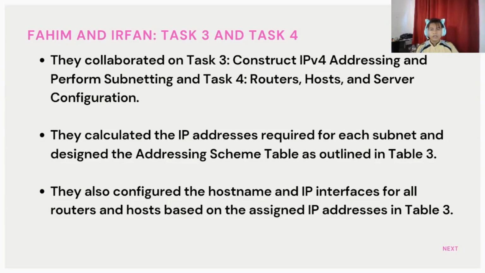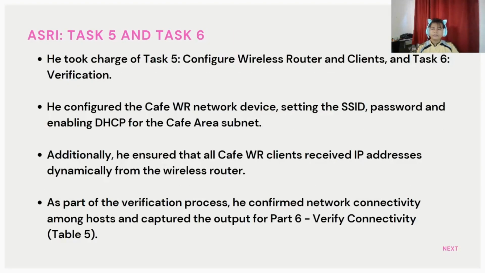They collaborated on task 3, which is to construct IPv4 addressing and perform subnetting, and task 4, routers, hosts, and server configuration. They also calculated the IP addresses required for each subnet and designed the addressing scheme table as outlined in table 3. They also configured the host name and IP interfaces for all routers and hosts based on the assigned IP addresses in table 3.